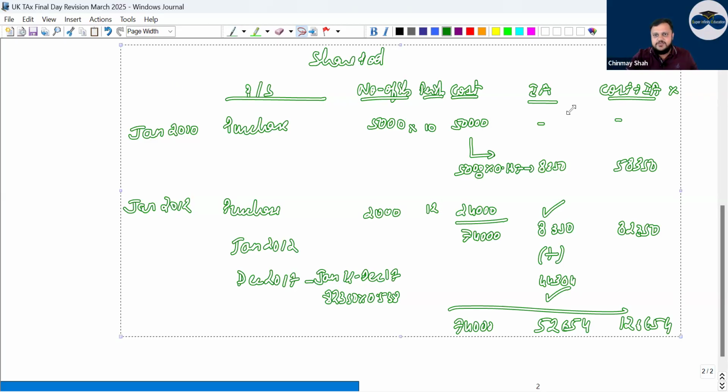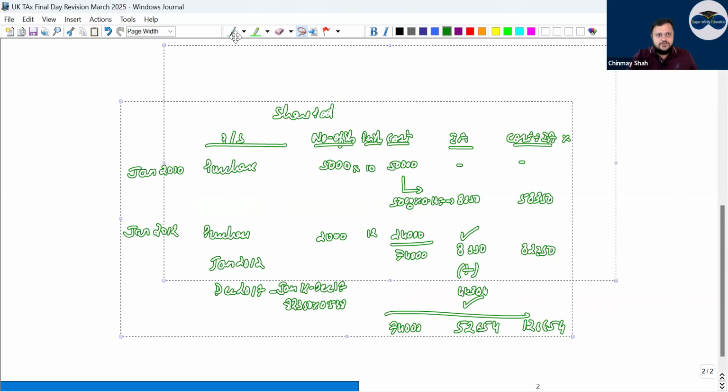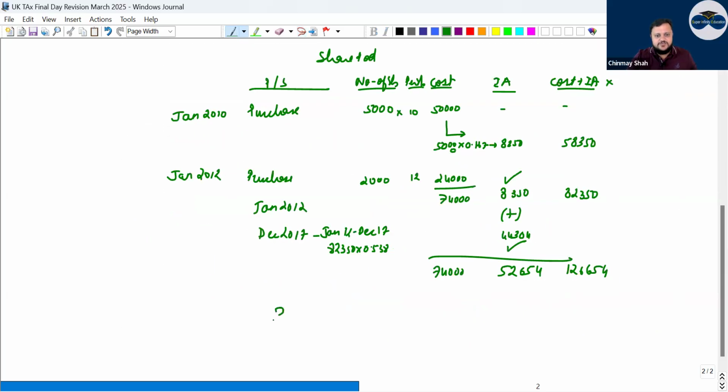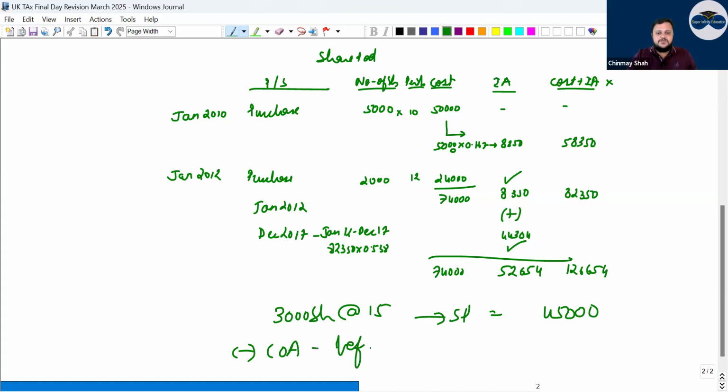Now let's say from this, you are selling 3,000 shares at 15 pounds. What is the sale price? 3,000 into 15 is 45,000, correct. Now I have to subtract the cost of acquisition. Cost of acquisition first I'll do before indexation.